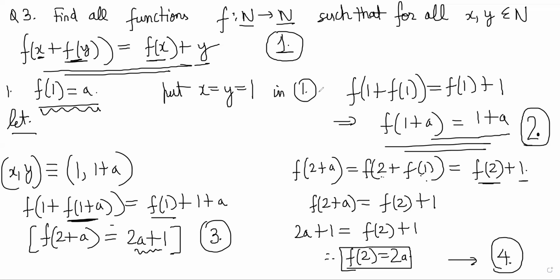So notice we are getting a lot of data here. We are getting f of 1, let f of 1 is a, and from there we have found f of 1 plus a, f of 2 plus a. We have now found f of 2, right? So let's go to the next screen and keep this information in mind, and we'll be using that again.